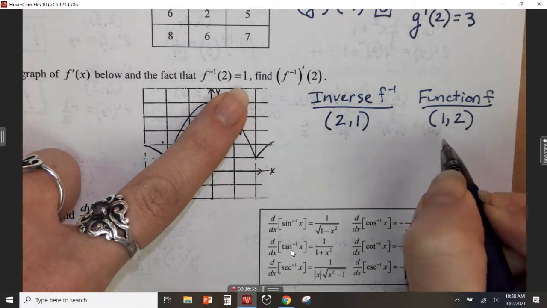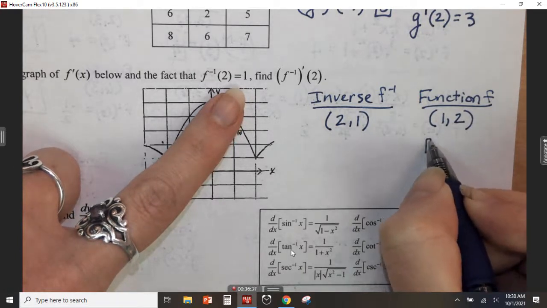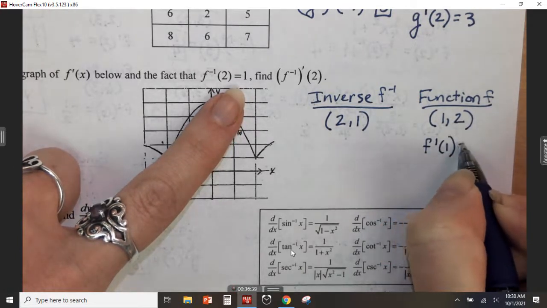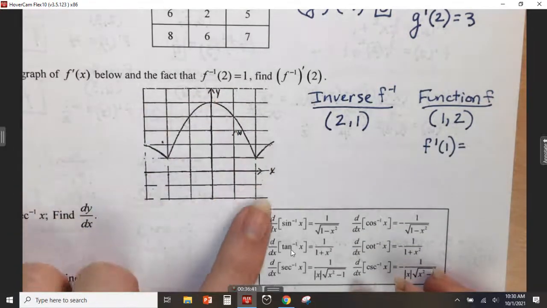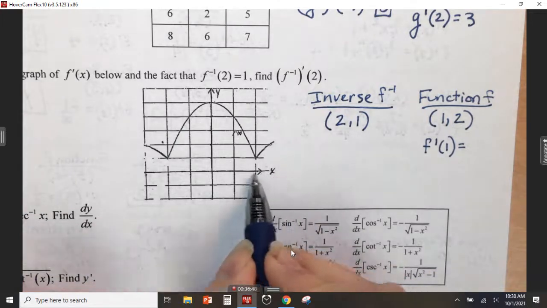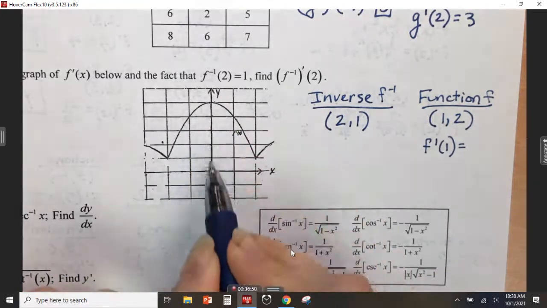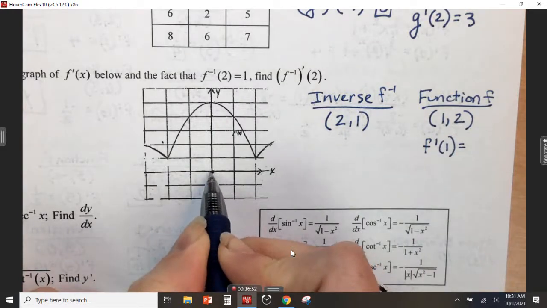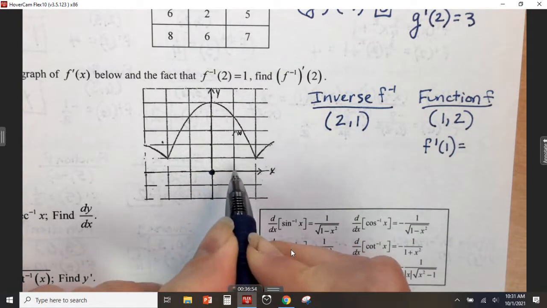So I'm going to need to find f prime of 1. They give me a graph of f prime. So I look at the graph. When x is 1, and this is my x-axis, this is my y-axis, so here's the origin. When x is 1, what is the value of f prime of x?